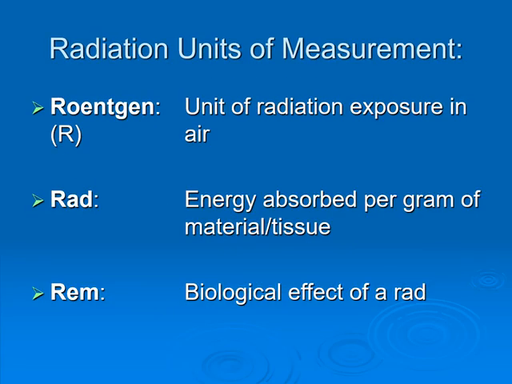Radiation is often spoken of using 3 units. The roentgen, or capital letter R, is a unit of exposure in air. When that exposure enters a material or tissue, we use the term rad. The rad is the energy absorbed per gram of material. The rad takes into account the type of tissue or material being irradiated. To determine the biological effect of a rad, we use the term rem. The rem takes into account the type of radiation.